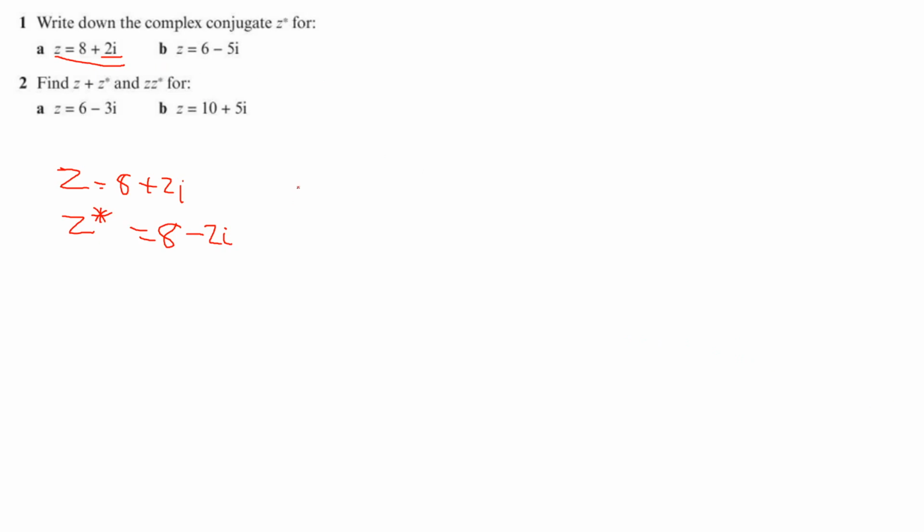Same thing for part B. z is equal to 6 minus 5i. Well, then z star is going to be 6 plus 5i. Okay? We're always flipping the sign of the imaginary part.